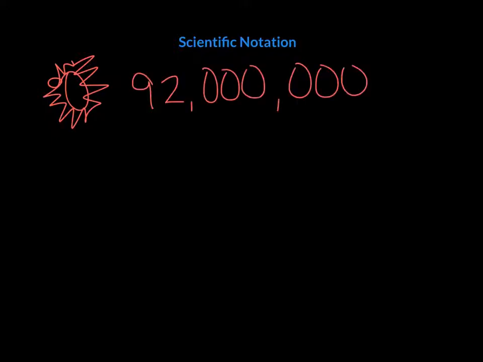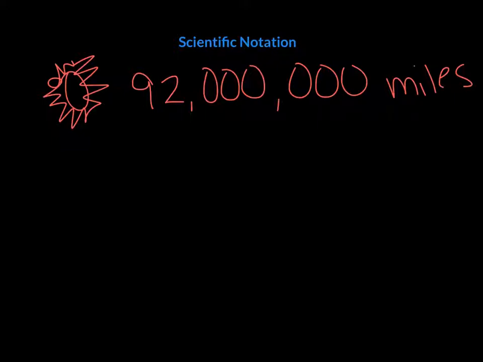Scientific notation was created because scientists got really tired of writing a bunch of zeros after the numbers they were working with. So let's think about the sun. The sun is miles and miles and miles away. If you were to Google it right now, you'd get a big number. It is 92 million miles away.